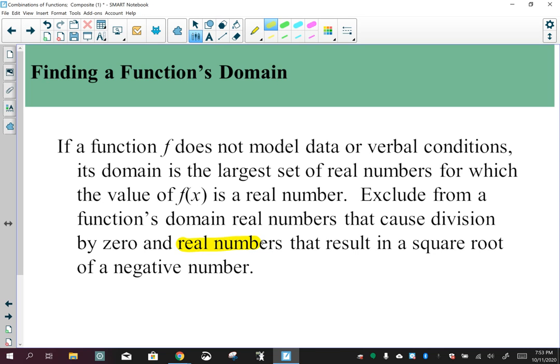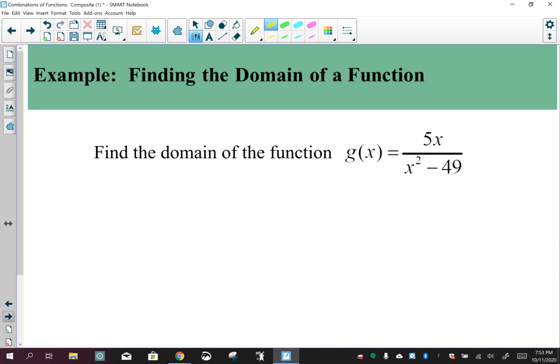So these are our restrictions here. The negative square root and real numbers that cause division by zero. So if those happen, we have to exclude these values. So here we go. We're going to start here. We're going to find the domain of this function. I'm not worried about anything else, not worried about graphing it or anything. I just need to find the domain.